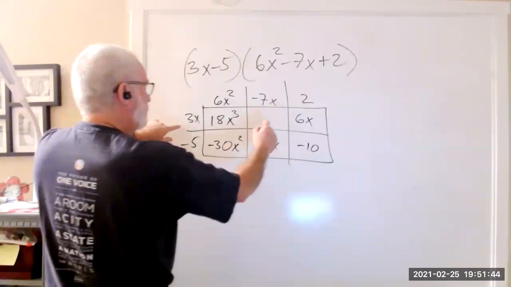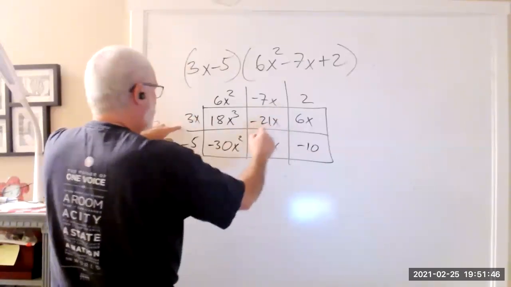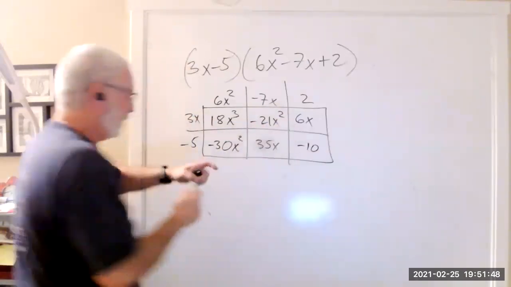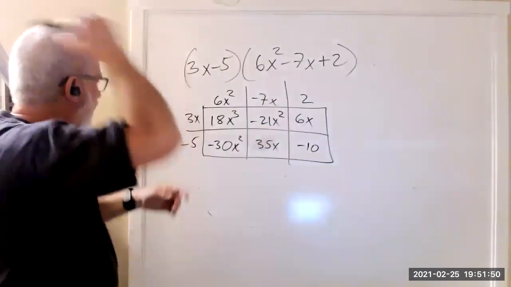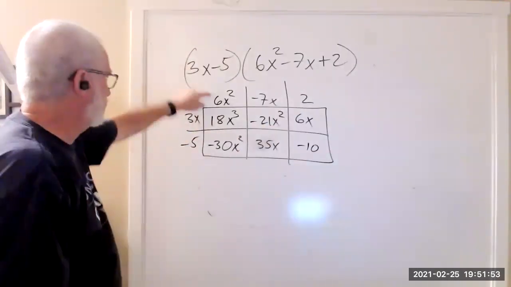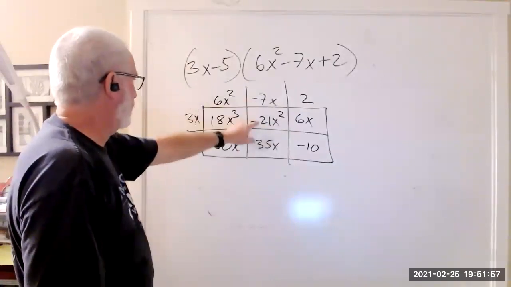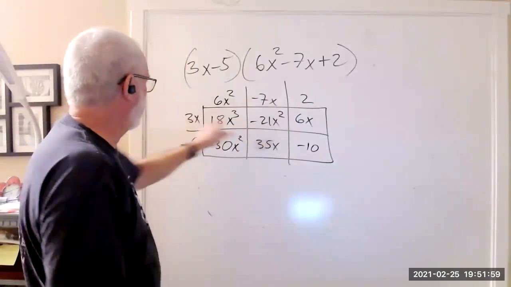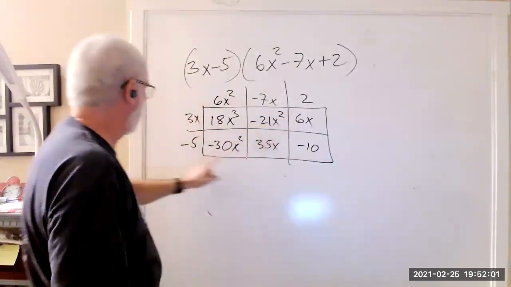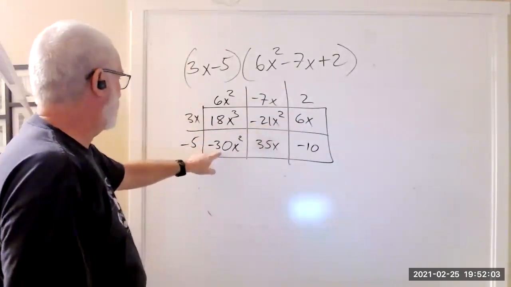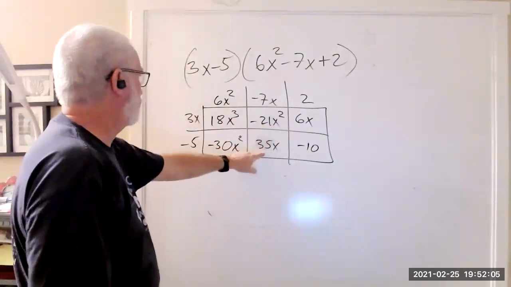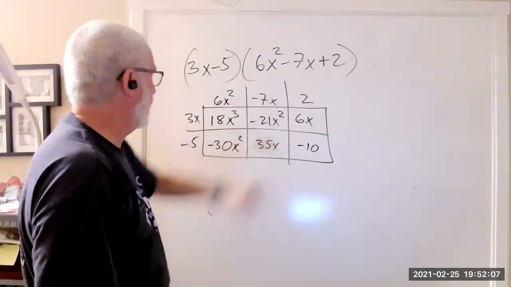And what would this be? -21x? Is that right? X squared? Okay, wait, I'm busy talking. Talking and writing is not a good thing. 3 times 6 is 18x cubed. 3 times 7 is -21x squared. 3 times 2 is 6x. Yeah. 5 times 6 is 30. 5 times 7 positive 35x. Yeah, okay.